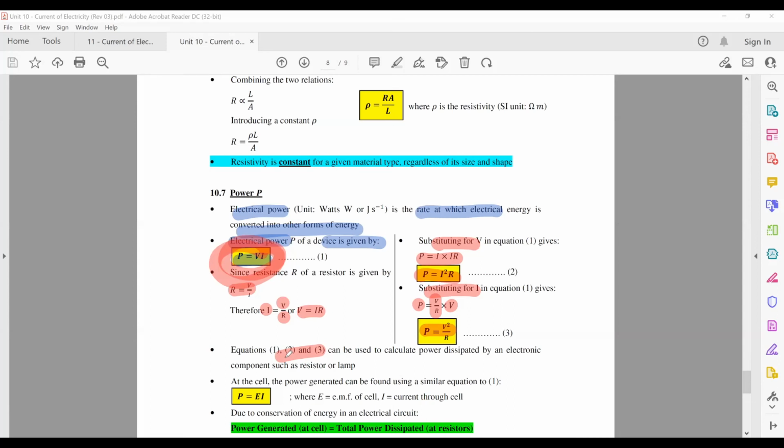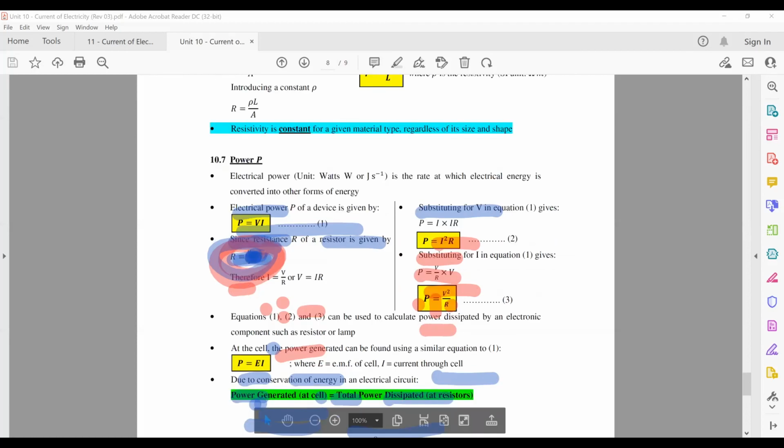Now, specifically for a cell or a battery, the power generated can be found through a similar equation, where instead of using P equals VI, we use P equals EI, where E is the EMF. The equation 1 that you have here is using V, PD. This equation here is using E, EMF. And I is the current through the cell. Because of conservation of energy in an electrical circuit, power generated at the cell is equal to total power dissipated at resistors.